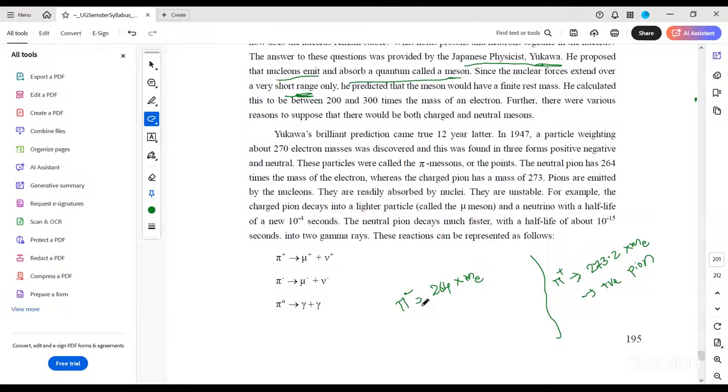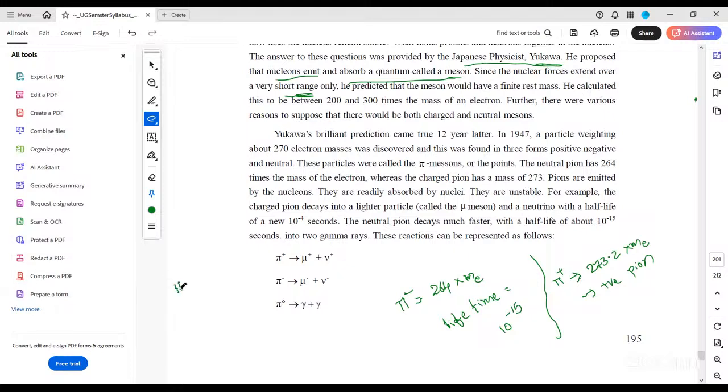Next, its lifetime. Its lifetime is equal to 10 to the power of minus 15 seconds. Next, how pi plus, pi minus and pi naught are produced.